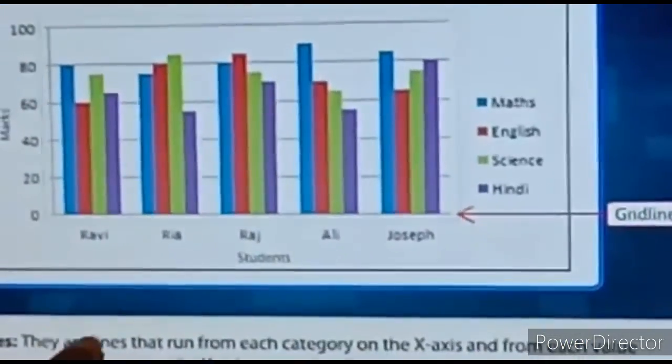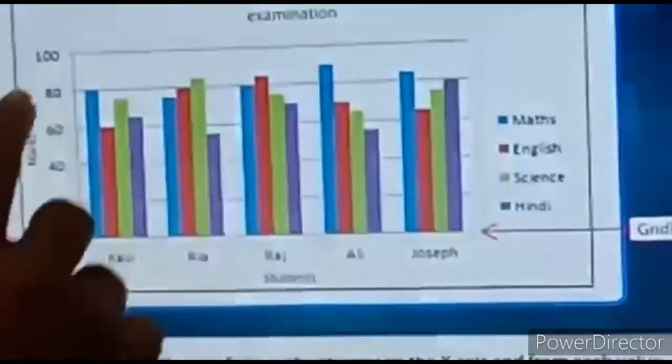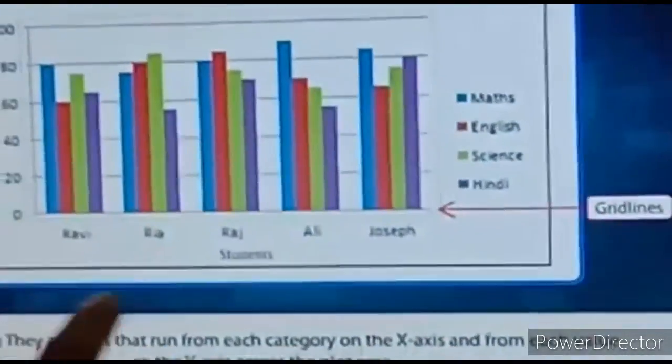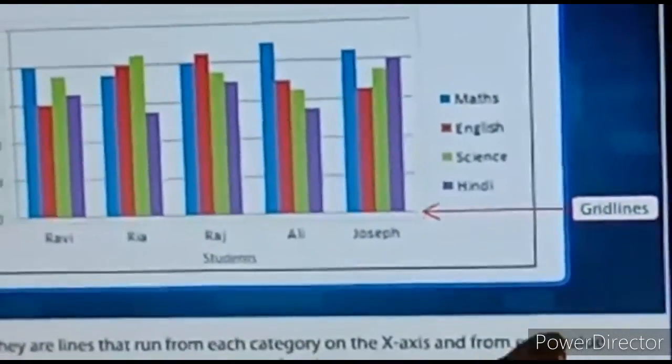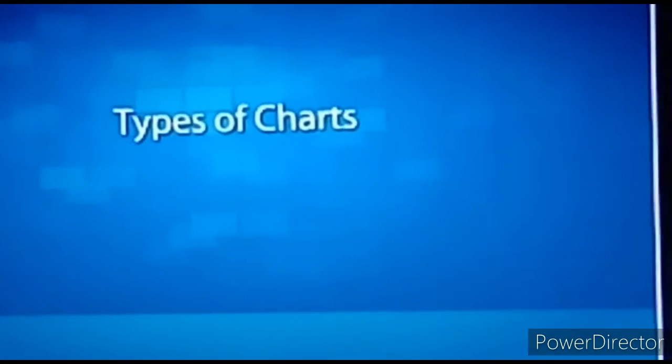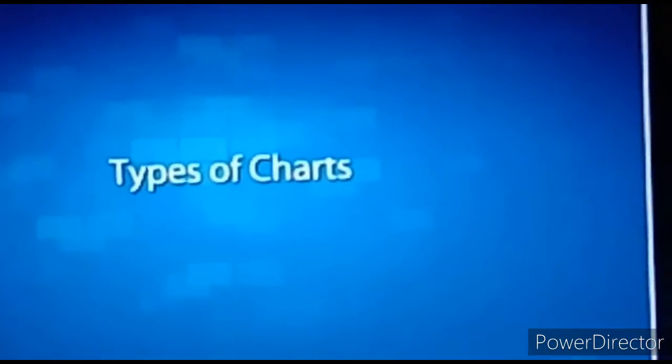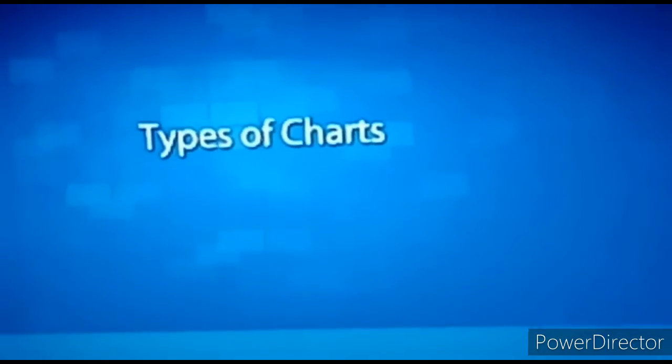So the next one, these are what are called grid lines. See here, this pattern. That means where the x and y axis will be patterned. Those are what are called grid lines.